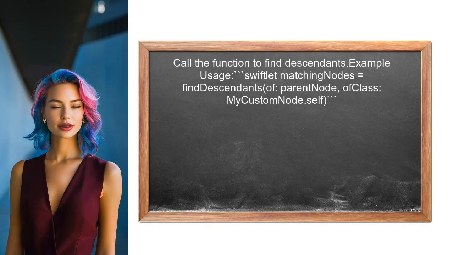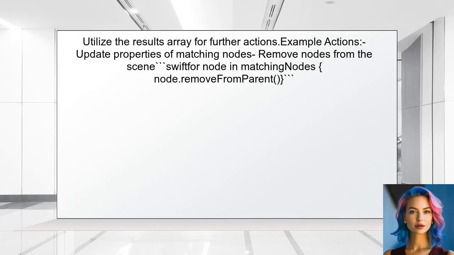After defining the function, the user can call it by passing the parent node and the class type they want to search for. This will return an array of all matching descendants. Finally, the user can utilize the results array to perform any actions needed on the found nodes, such as updating properties or removing them from the scene.